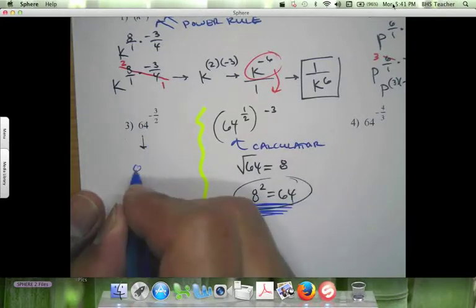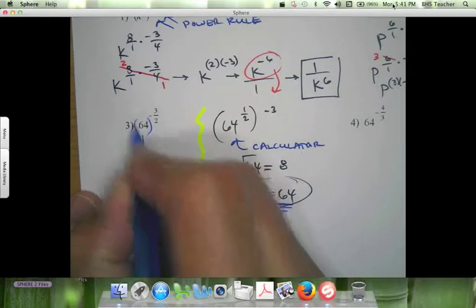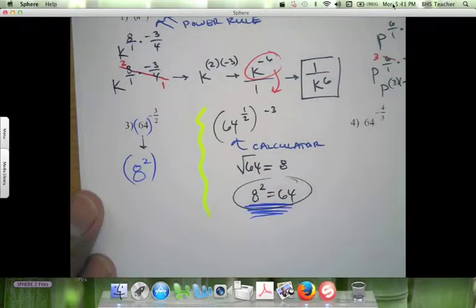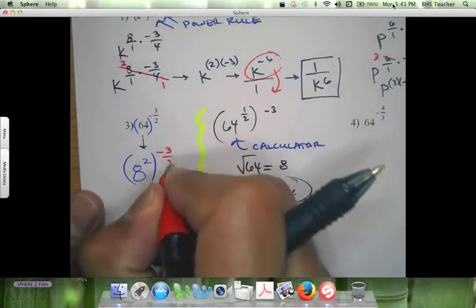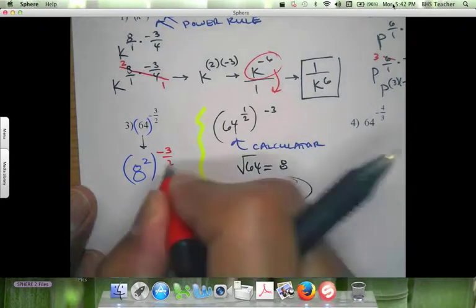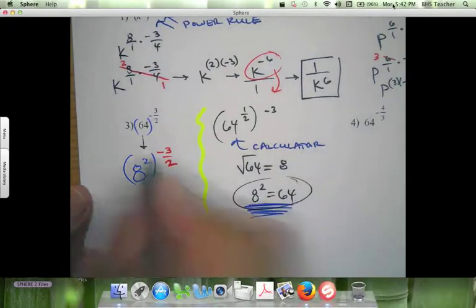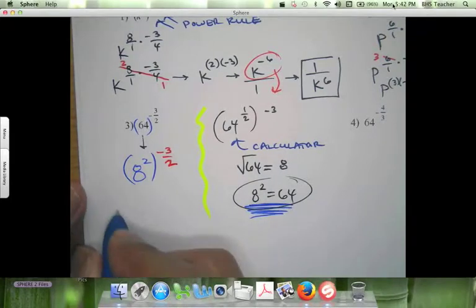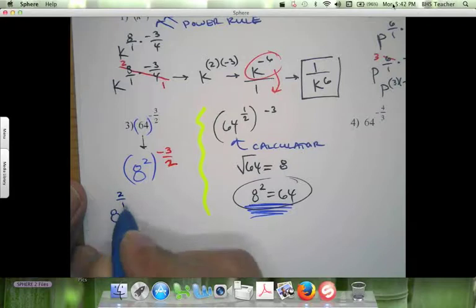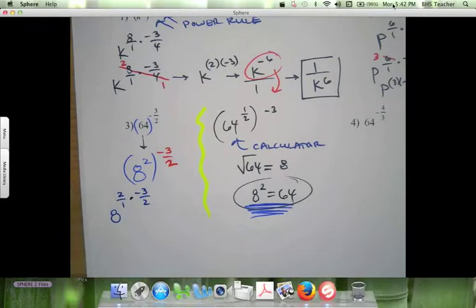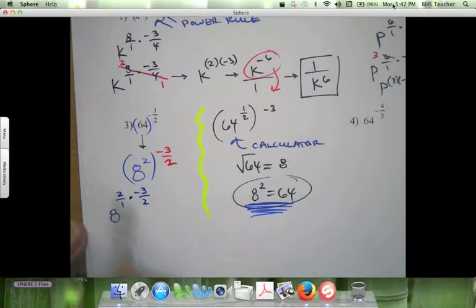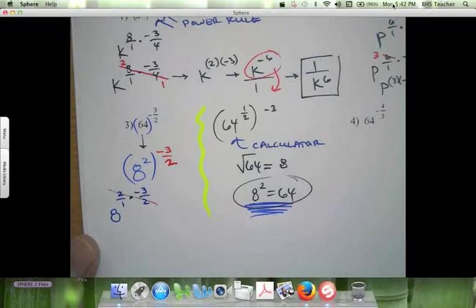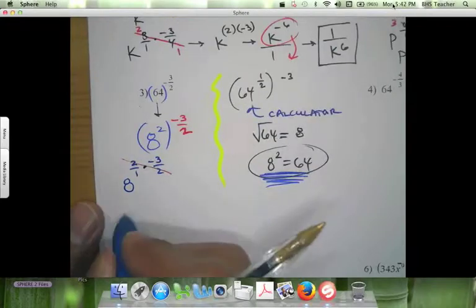8 squared. This 64 turns into 8 squared. And we want to leave this negative 3 over 2. Negative 3 over 2. And then now you just work with the exponents and power rule. So that's going to be 8 to the power of 2 over 1 times negative 3 over 2. Well, here they divide out nicely. The 2 and the 2 cancel each other out. You're left with 8 to the power of negative 3.